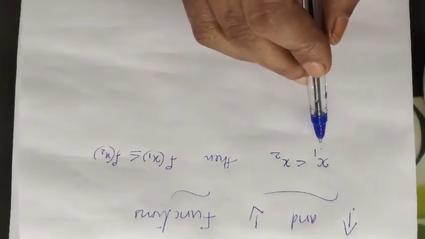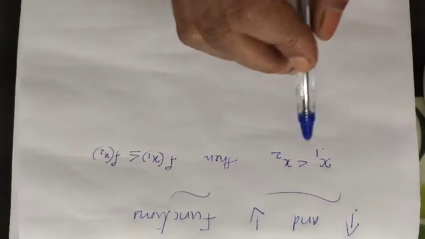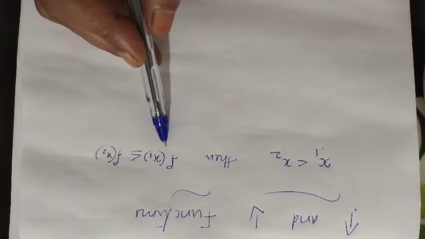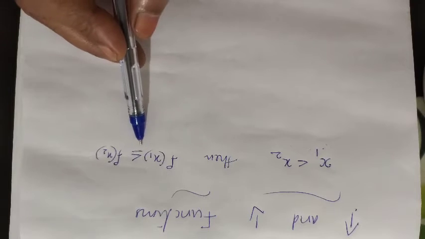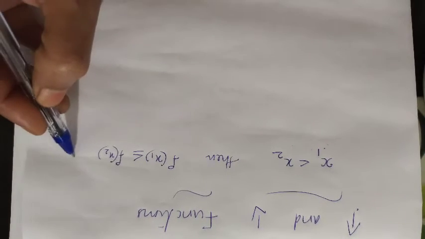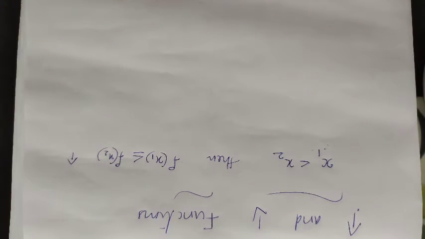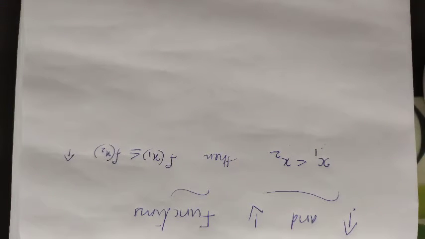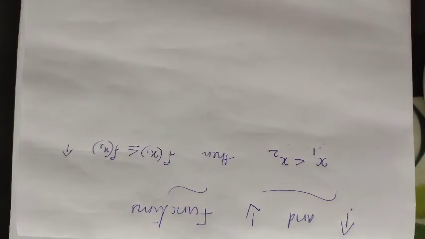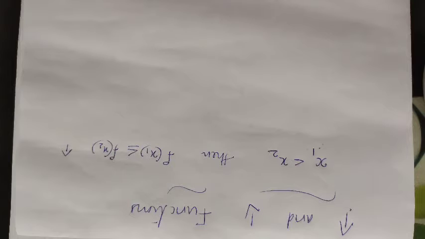If x1 is less than x2 and their images, f of x1, is either less than or equal to f of x2, then we can say that the function is increasing. What is it? The function is increasing. That means for an increasing function, there is no need of the inequality symbol greater than. The symbol greater than doesn't mean the function is increasing.